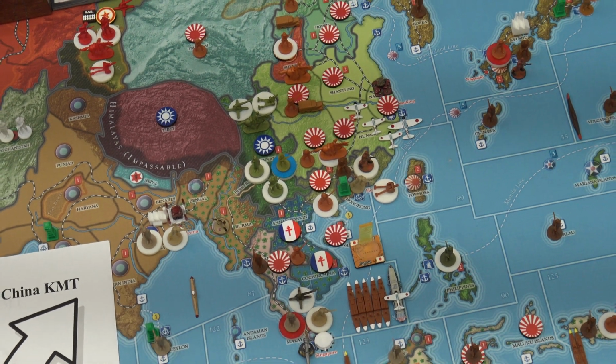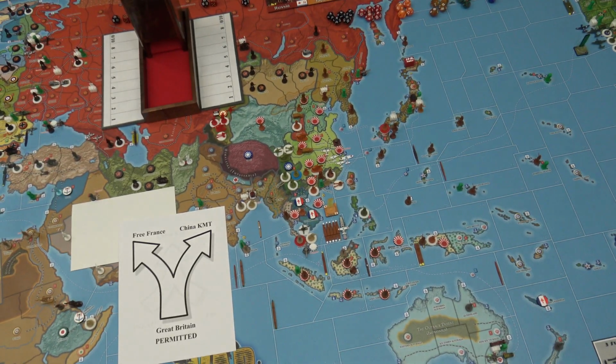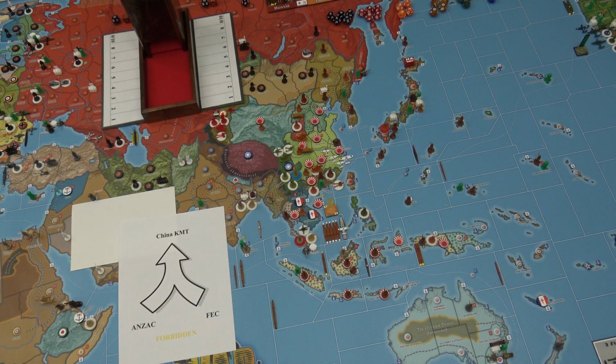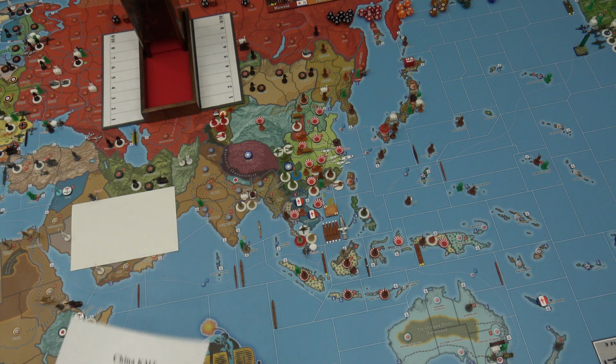So on any given Commonwealth turn, you may Lend-lease to an unlimited number of nations. You could Lend-lease to Free France and KMT as Great Britain, for example. But ANZAC, FEC, and Great Britain may only send one unit per turn to any one particular nation. So you could not have ANZAC and the FEC both Lend-lease to the KMT, as an example.